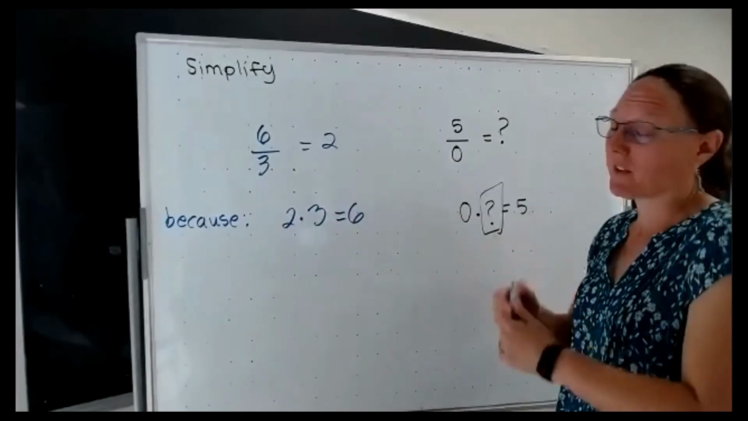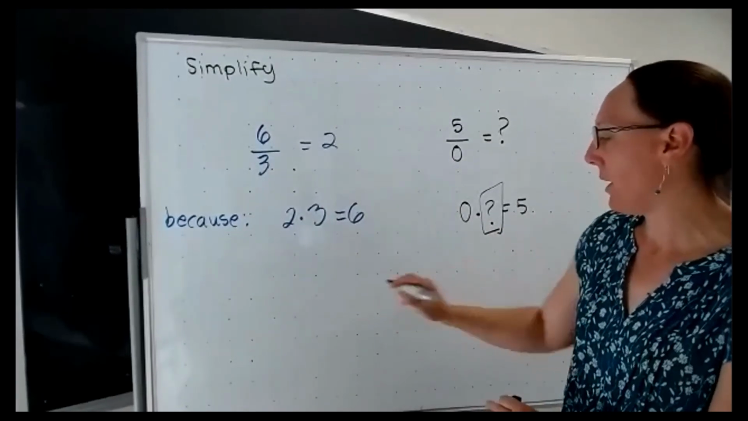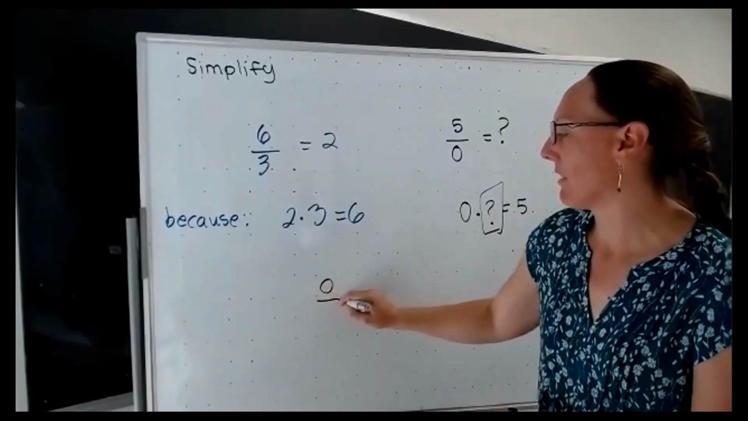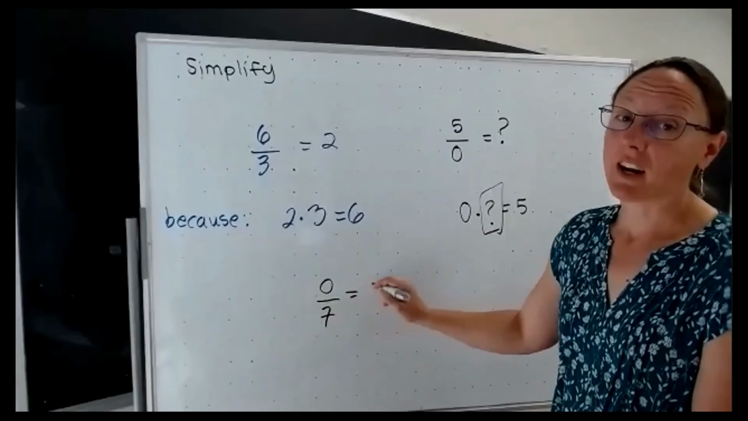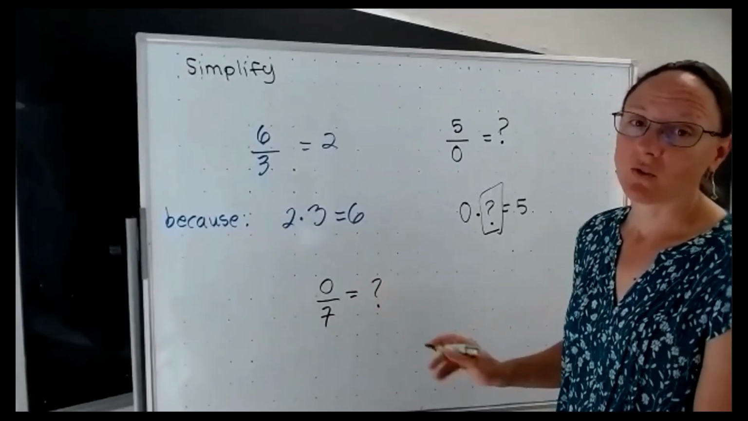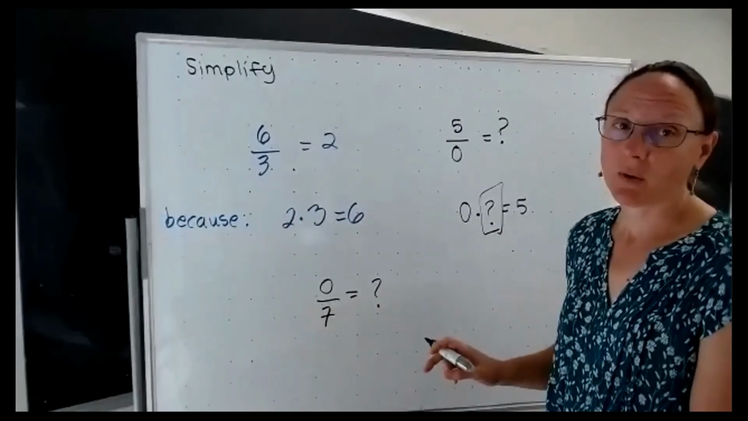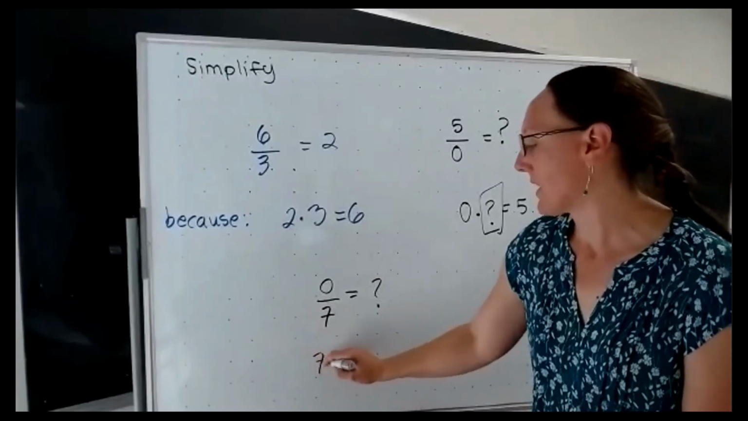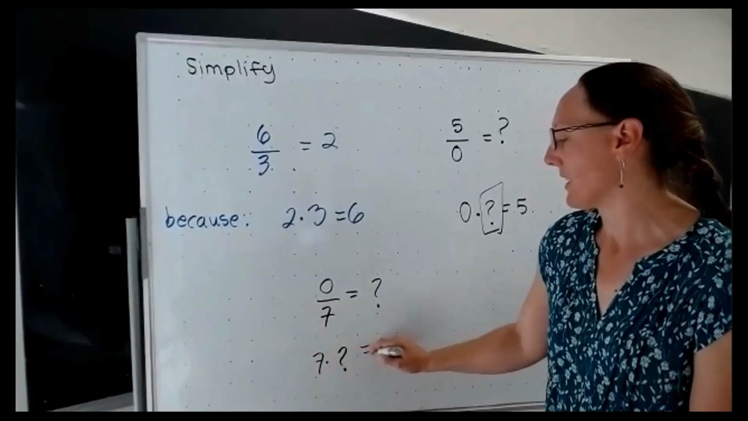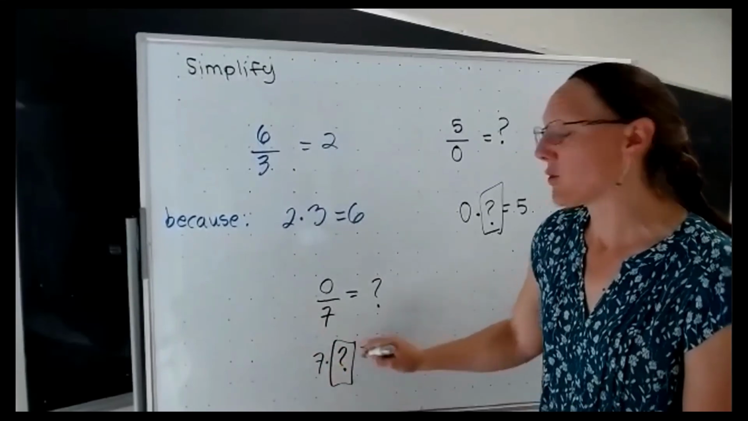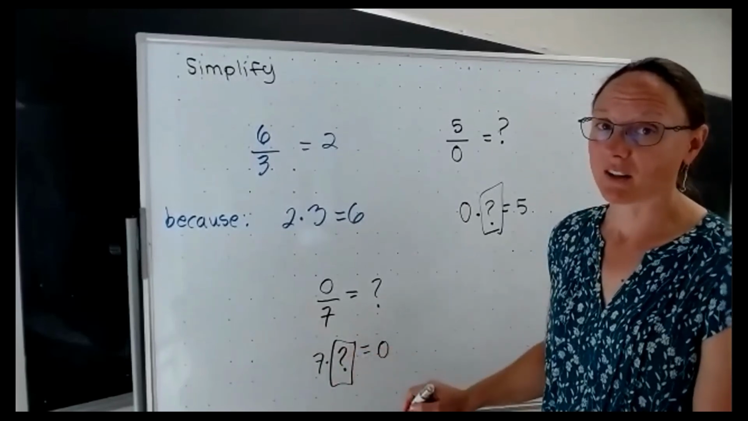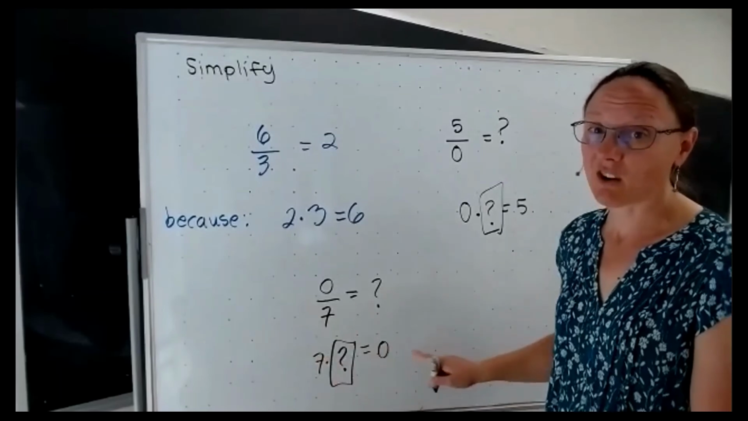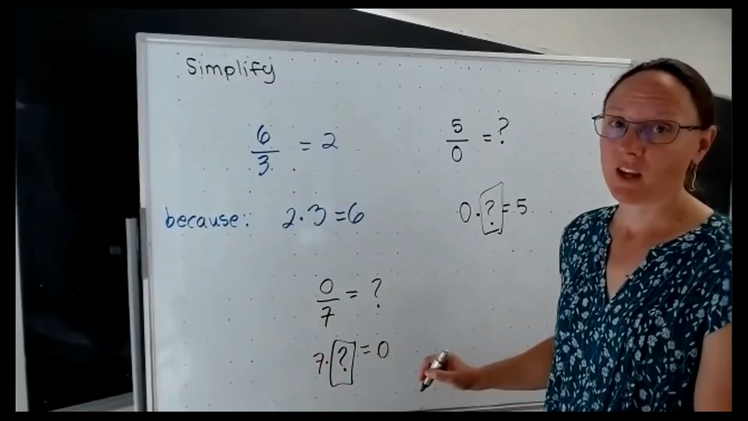But if I flip this around and I had 0 divided by 7, well, if I wasn't sure what that was equal to, and I wrote out the because statement, that because statement would say 7 times something is equal to 0. This is real clear. There is only one thing I can put in that box. 7 times 0 is equal to 0.